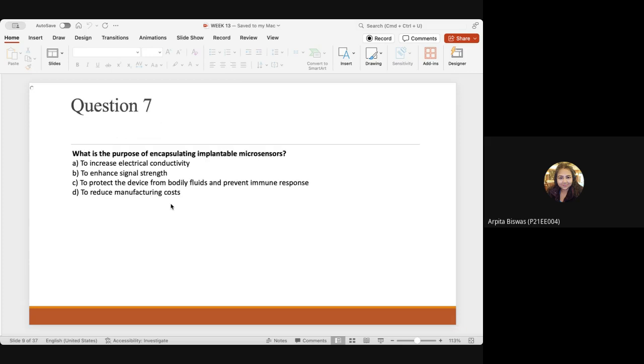What is the purpose of encapsulating an implantable microsensor? First option, to increase electrical conductivity. Second, to enhance signal strength. Option C, to protect the device from bodily fluid and prevent immune response. And option D, to reduce manufacturing cost.